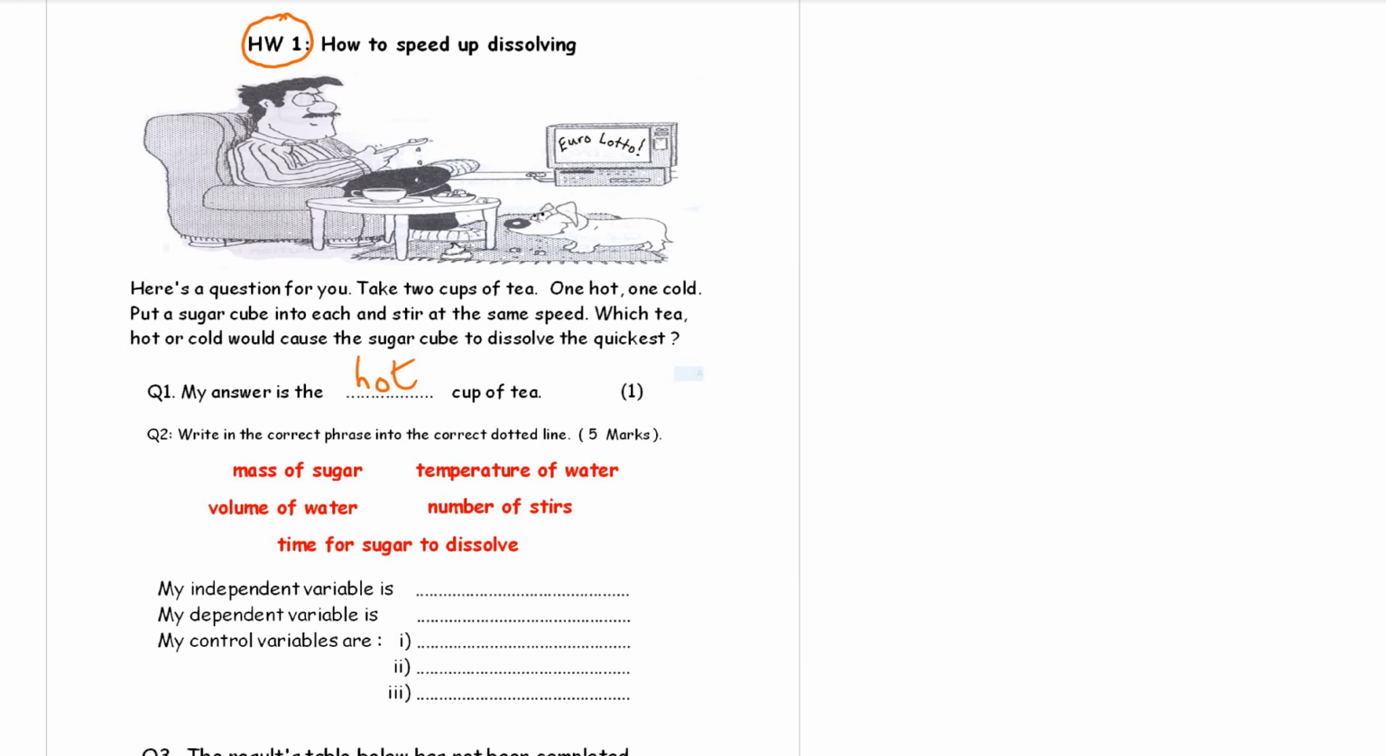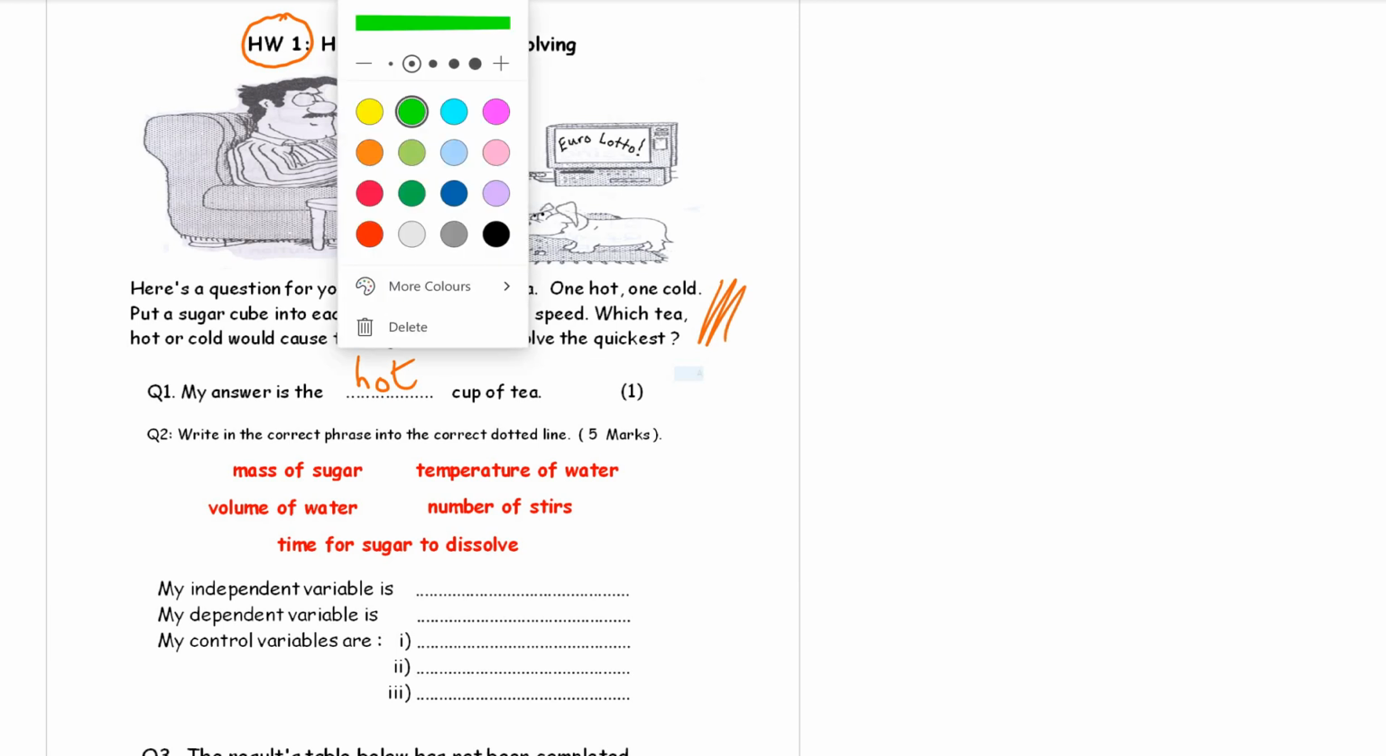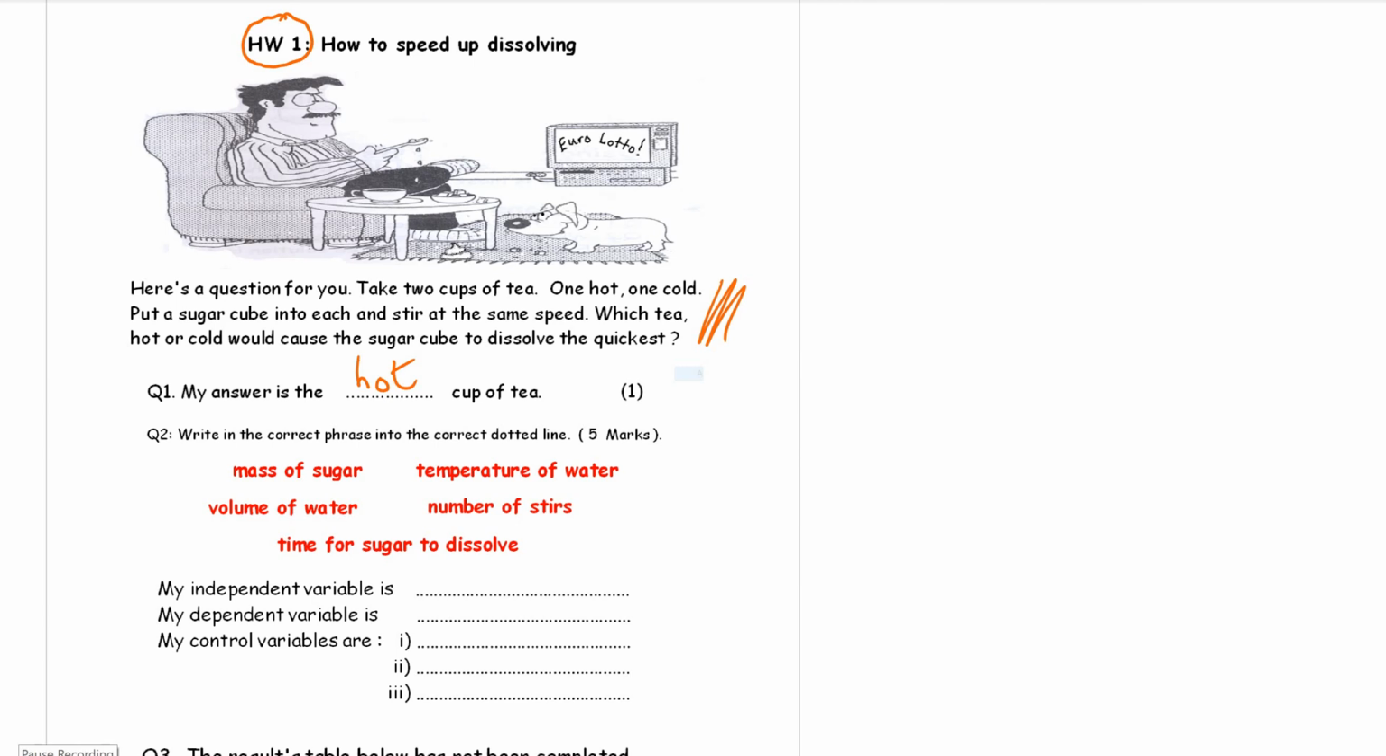What's the independent variable in this little investigation? I shall highlight them. The independent variable: what did we change? We changed the temperature of the water.